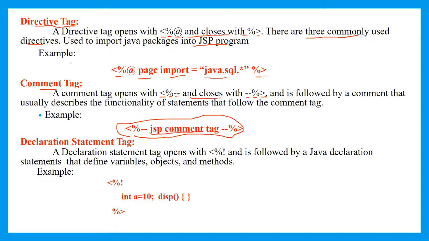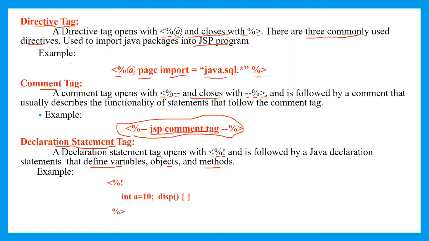Declaration statement tag. The declaration statement tag is used to declare variables, define functions, declare objects and initialize variables. In that case, we will make use of a declaration statement tag. The declaration statement tags open with an angular brace %, exclamation symbol, and are followed by the Java declaration statement that defines the variable, initializes the variable, creates the object and defines the method.